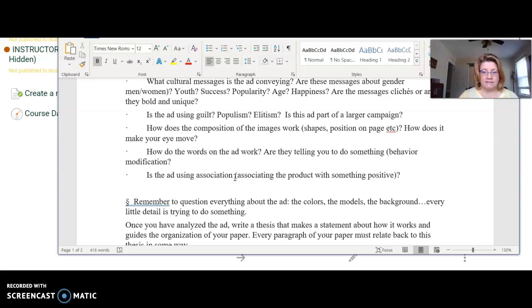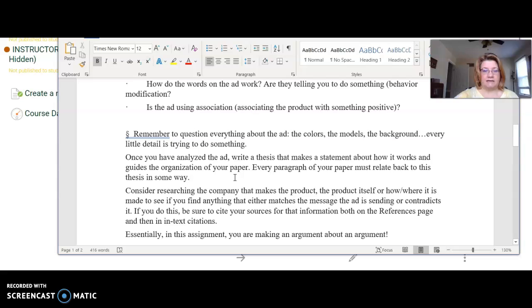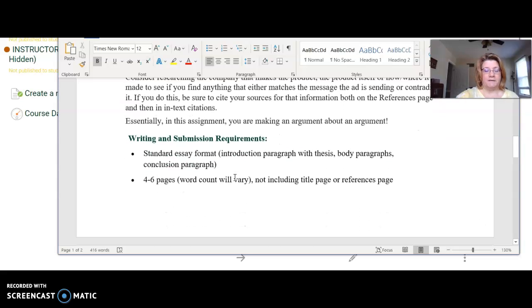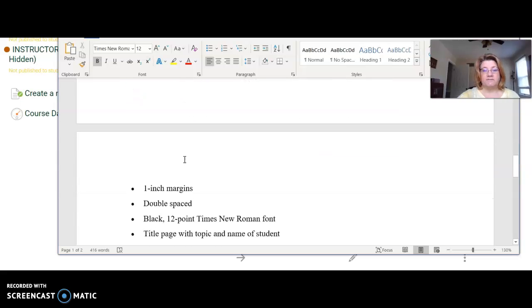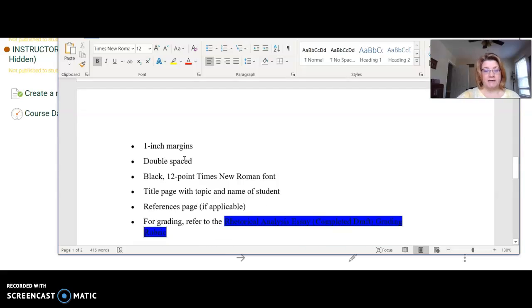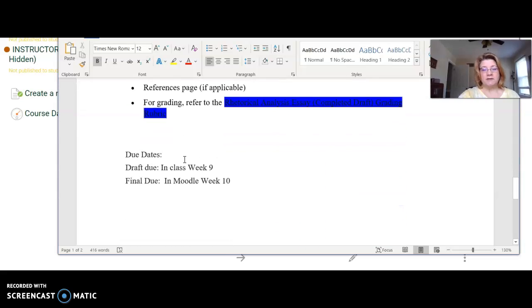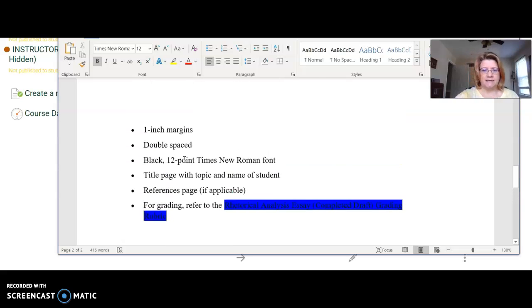So all of these are ideas that you can apply as you're analyzing the ad. Here's the specific directions: 4 to 6 pages. You remember that doesn't include your cover page, your abstract page, or your reference page. You'll be turning it in the first time in week 9 and then doing some peer review, and it'll be a final by week 10.